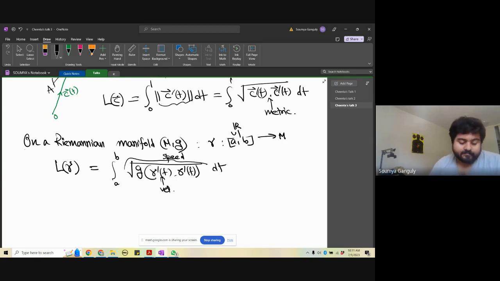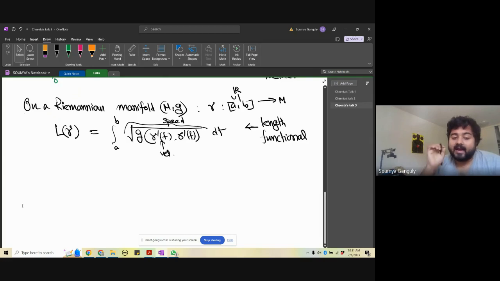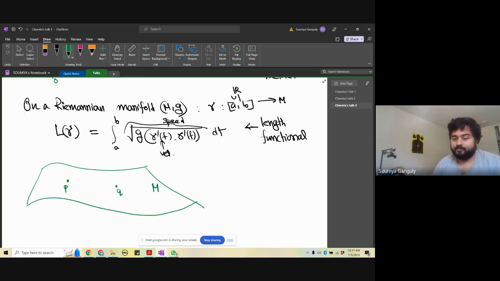So now this is called the length functional. Again, the word functional might be a bit confusing. It's just a function. It calculates the length. So once you calculate the length of a curve, you can define the distance function on a Riemannian manifold. So suppose again this is our manifold M, and you want to calculate the distance between 2 points P and Q.